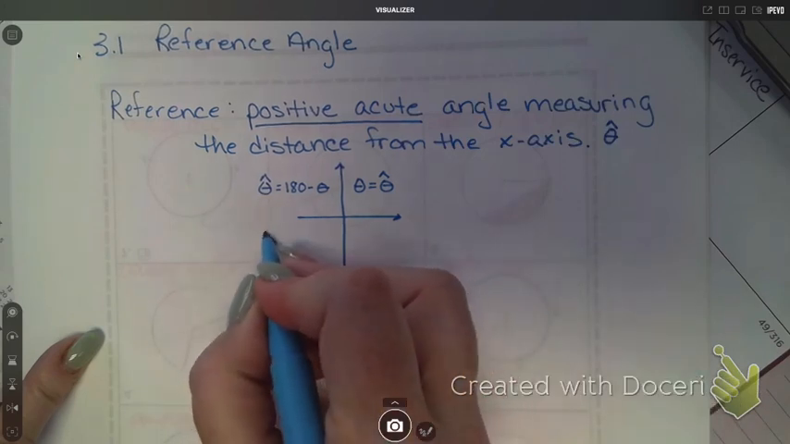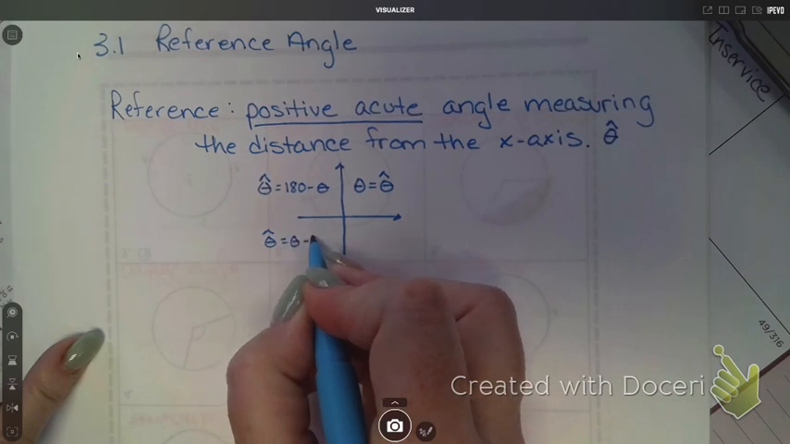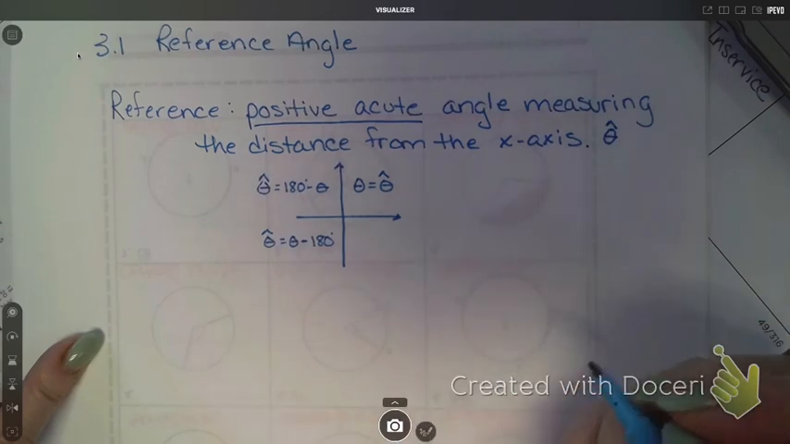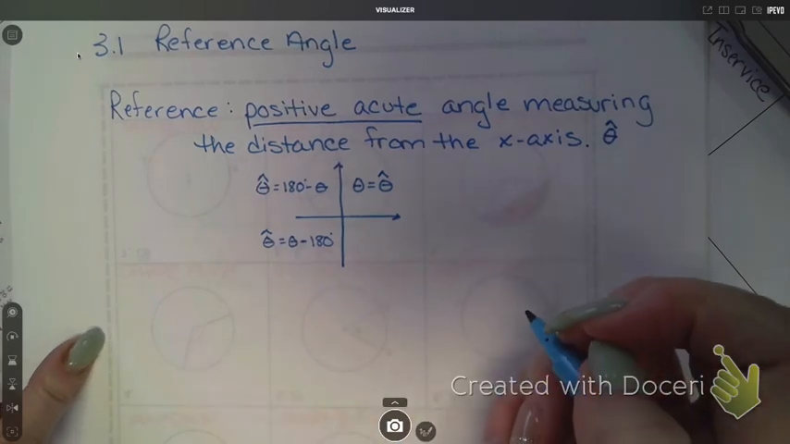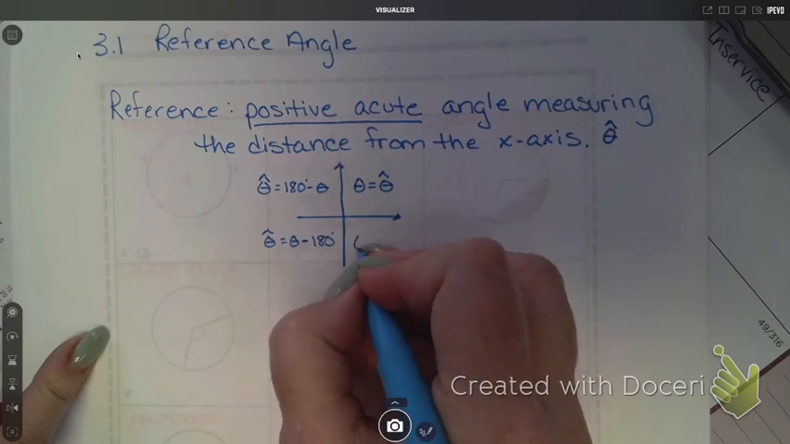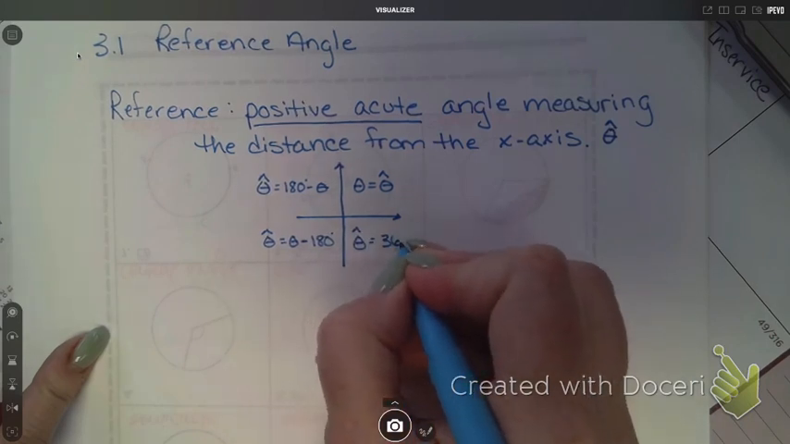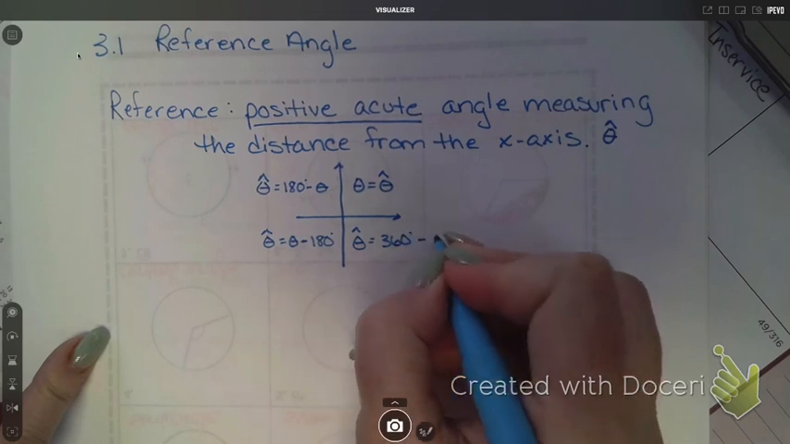The reference angle in the third quadrant, we're going to take the angle minus 180. Again, have we done all this? Yes. I just didn't give you the party hat, did I? And in the fourth quadrant, we're going to take the reference angle and equal it to 360 minus the angle you're given.